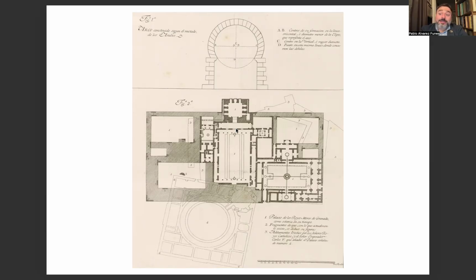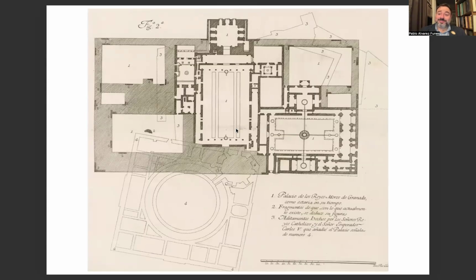And then again, these enlightened people, these neoclassical people, did the measurement of the Alhambra and then they said, oh, if we have reconstructed the Mosque of Cordoba, why can't we reconstruct the Alhambra? And they do this. And then you can say, okay, fine, pretty. But again, what we need to understand is what did they have in mind when they were restoring this.